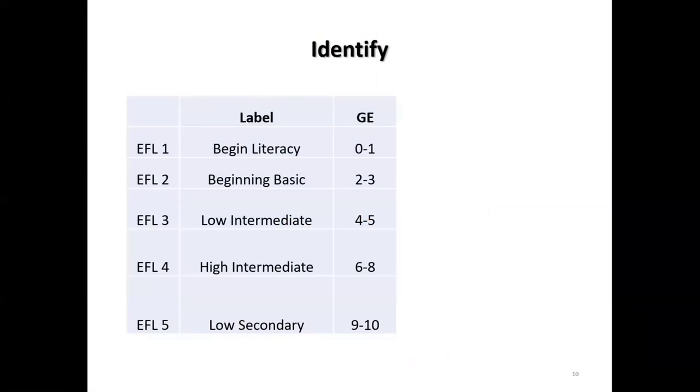So let's start with the identifying. This is a rough description of the grade equivalents you might expect for the different educational functioning levels. As we said, today we'll be looking at low intermediate. As we know, you can't directly relate adult learners to developing children, but it's good to have a rough metric to think about.